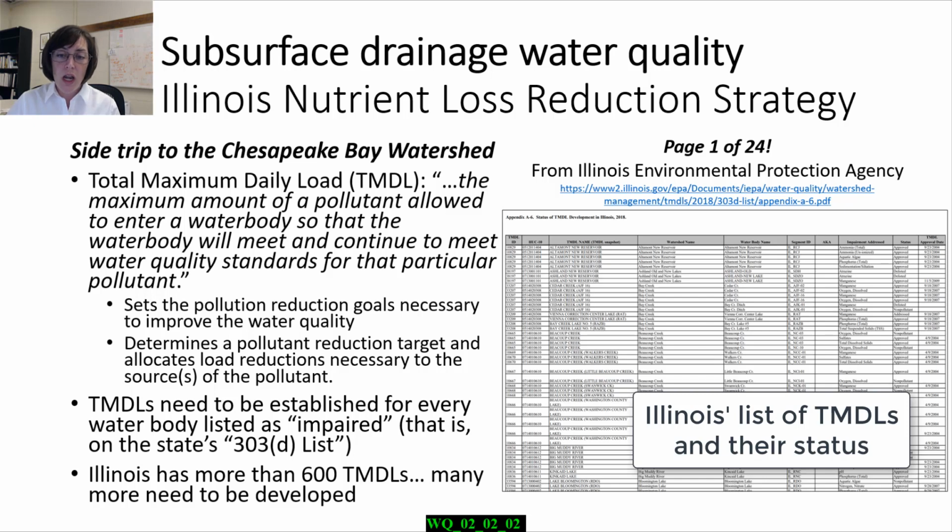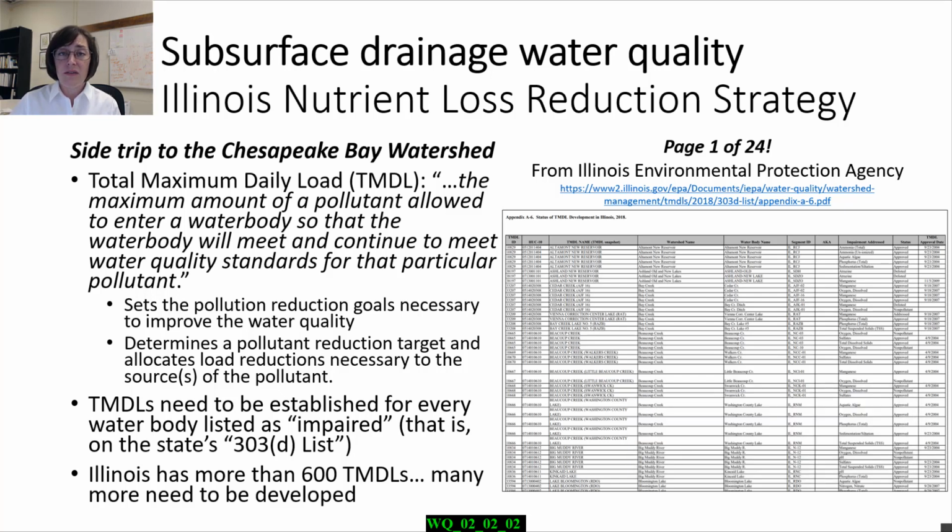I'm showing you a screen clip, page 1 of 24, of the status of the TMDLs that our state is working on. FYI, our list of impaired water bodies is 57 pages. So we obviously have our work cut out for us in developing TMDLs, which again is not a simple process.